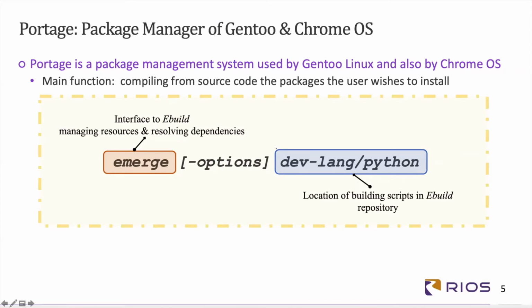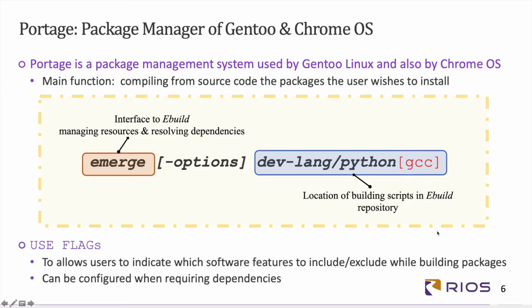And in the blue square, here is the location of the build scripts in the repository. Also a very important feature is the USE flag, just like this red line. Using these flags, we can indicate to include or exclude some specific dependencies while building. For example, in this figure, we want to build a Python package, and this package must include GCC, and we can build this package in this way. The USE flag is very important for our dependency management, and it can also be configured while requiring dependencies, just like this.